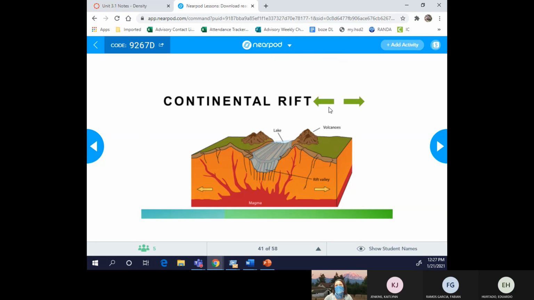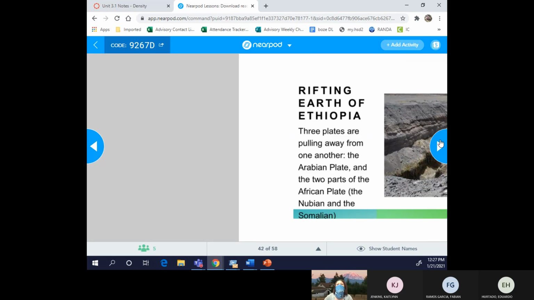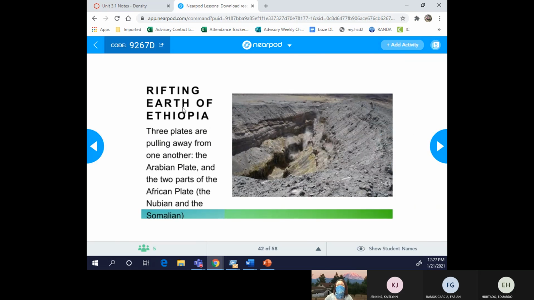So here's the above ground divergent boundary: a continental rift. A lot of times you get lakes forming in that area because it just creates a space for water to settle. A very common one that's referenced is Ethiopia. Ethiopia is getting torn apart because there are 3 plates pulling away from each other. And so sometimes you end up with these vast canyons.